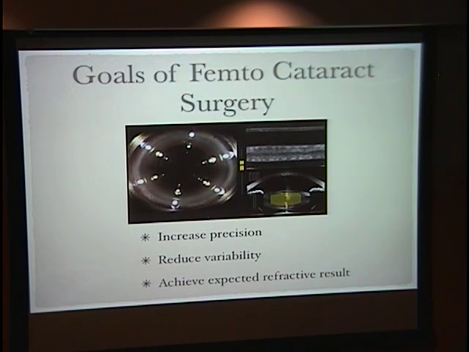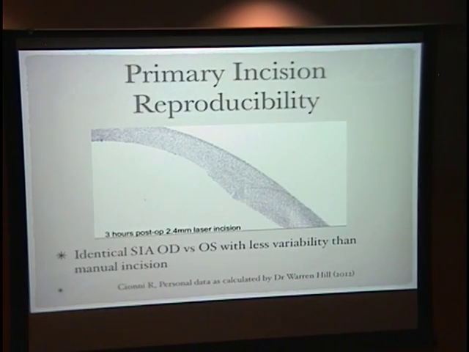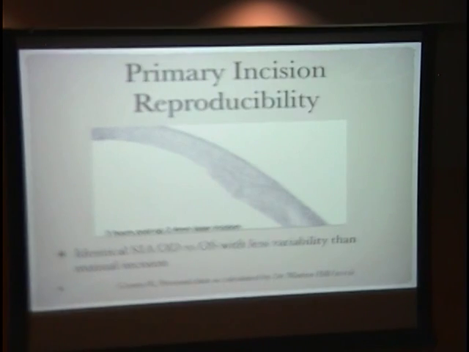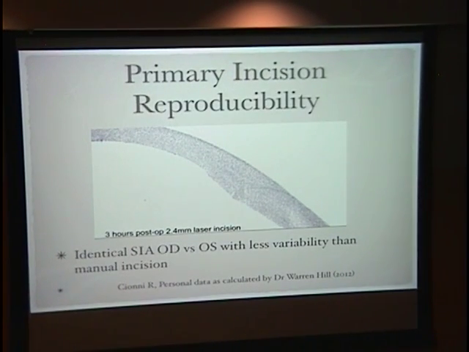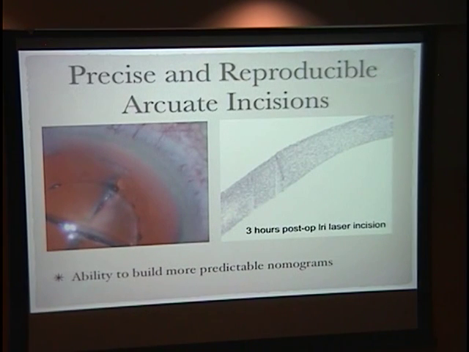I don't want to talk about that today. I'm going to talk about the real things that we can do. This is some of the work that Bob and I have done looking at SIA, which is surgically induced astigmatism, doing one eye versus the other eye, looking at the types of incision, looking at the arcuate incisions.